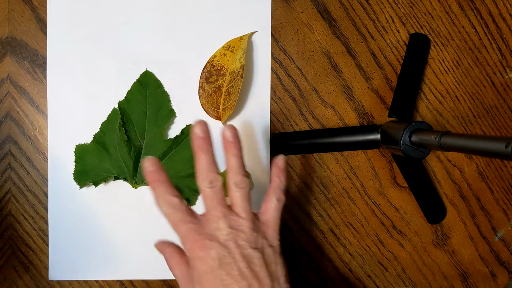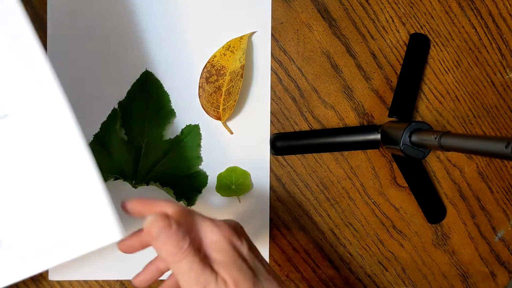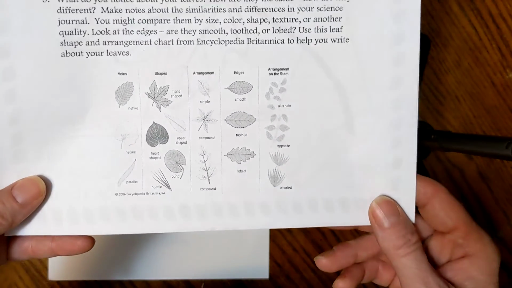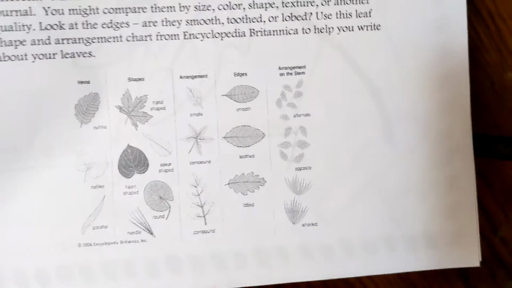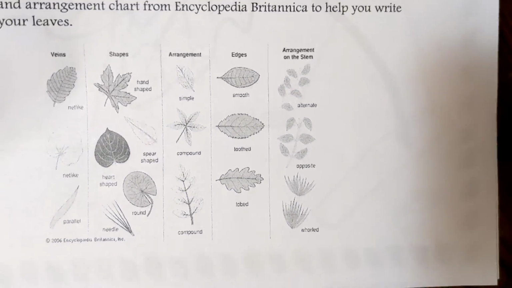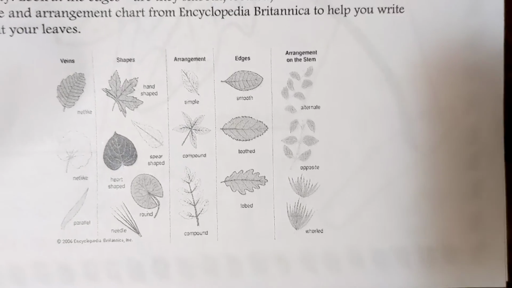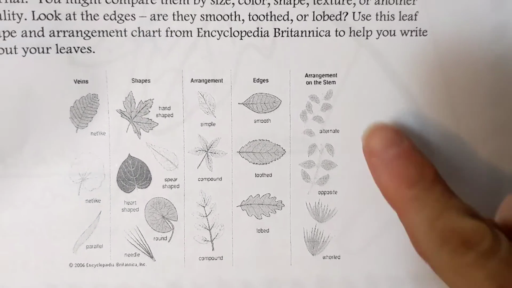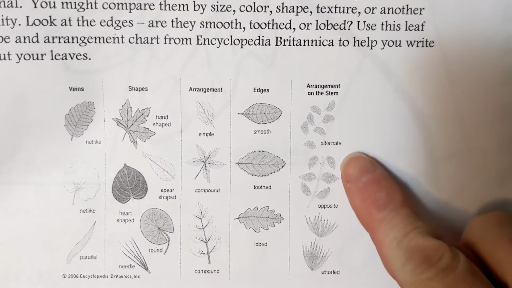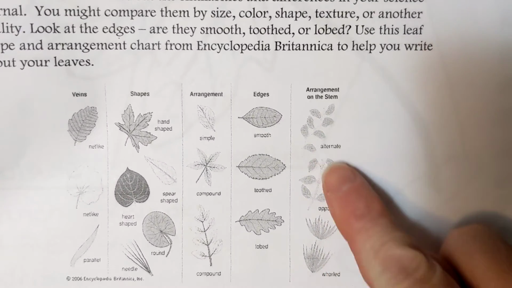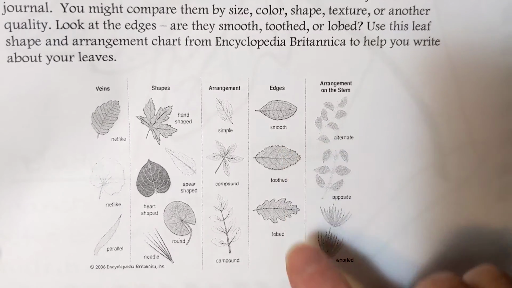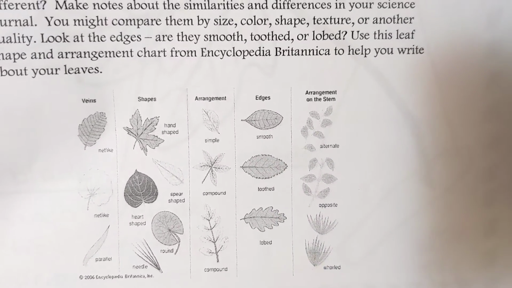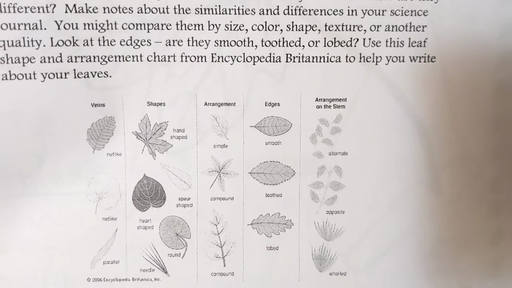So what you can do with your leaves after you've collected them is you can use this chart. This is on the bottom of your science kit instructions, to notice some different aspects of your leaves. So you might find leaves that are arranged a particular way on the stem. You might notice if the edges of your leaf are smooth, or if they're toothed, or if they're lobed.